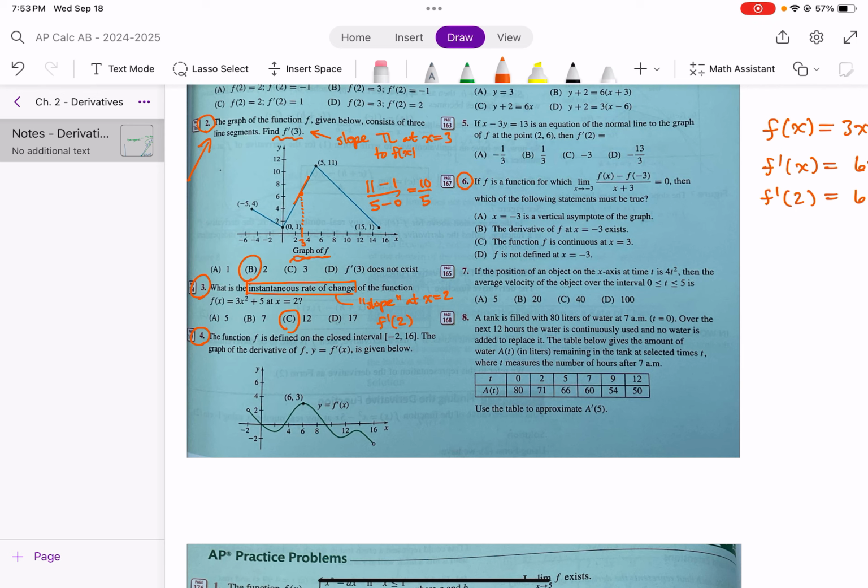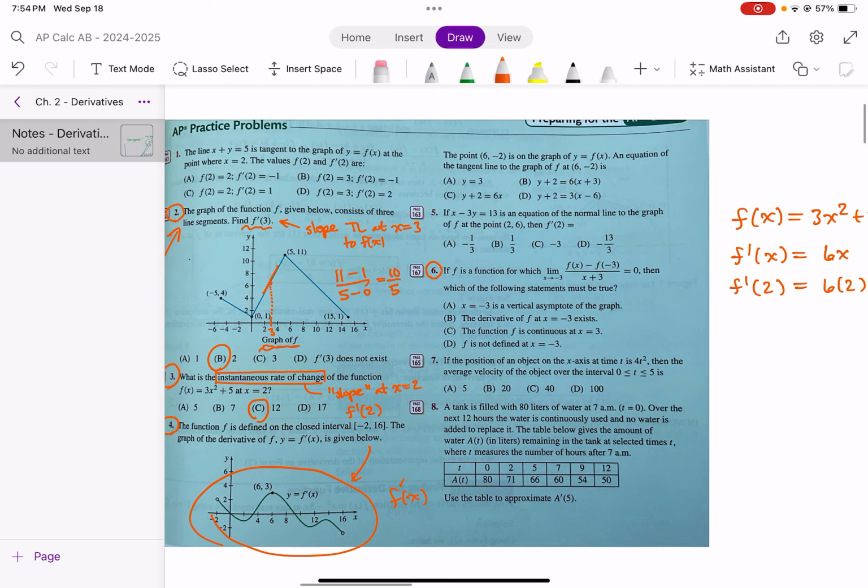Okay, anyway, we're on the closed interval. The graph of the derivative of f is given below, right? So this right here is not f of x. This is f prime of x graphed as a function. So that's going to be a huge deal here.